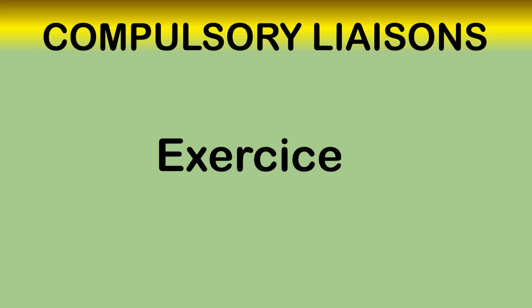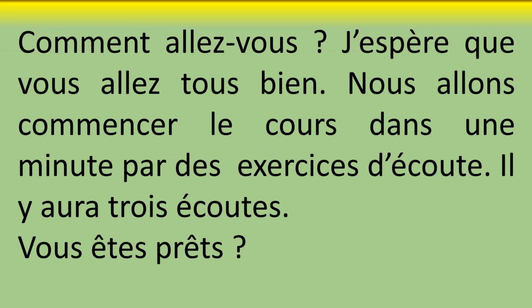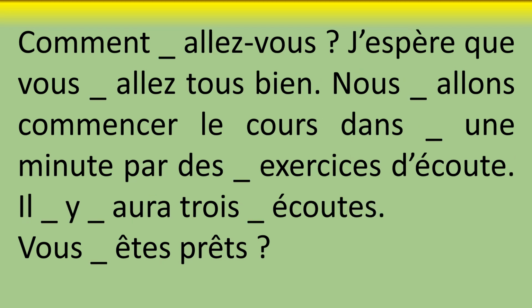So, here's a little exercise to see if you got it. I have written these sentences for you. What you need to do is just to put the underscore signs where you believe that there's a liaison to be made. And then after that, I will read the text for you with all the liaisons. So I have put my underscore sign, and now I'm going to read.